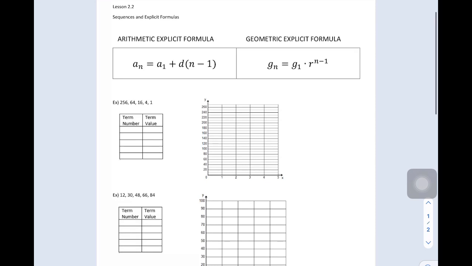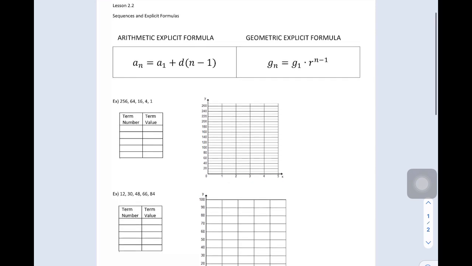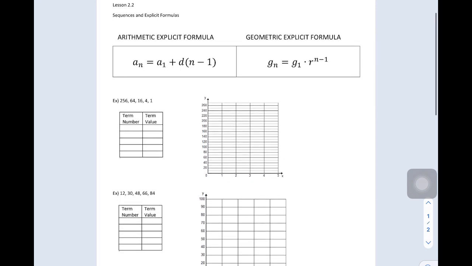Lesson 2.2, still dealing with sequences, arithmetic sequences, and geometric sequences. But today we're going to be talking about their formulas. So we have what is called an explicit formula. We have an explicit formula for arithmetic sequences, and here's what that looks like. And we have an explicit formula for geometric sequences, and that's what this looks like. And we're going to be looking at what these formulas can actually help us do in a couple of examples.